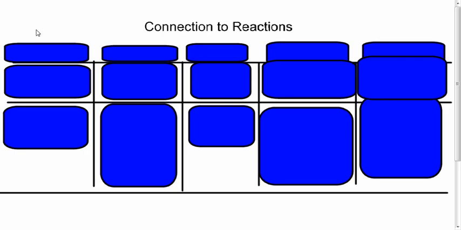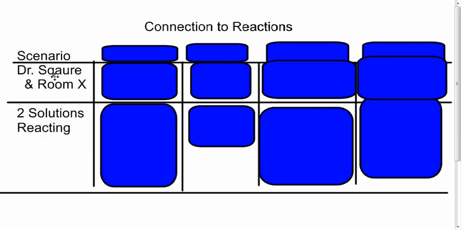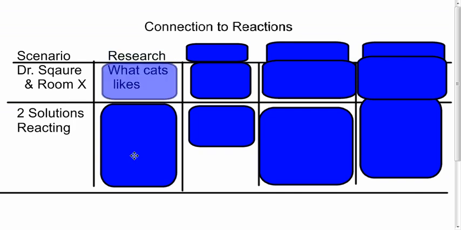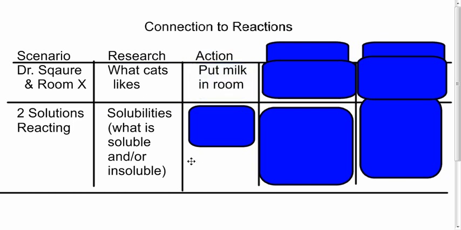And here's an explanation of it all. So we've got two scenarios. You've got Dr. Square with this room X, and then you've got the two solutions reacting. The research is what the cat likes and whether things are soluble or not. The action that he takes, Dr. Square puts milk in the room, and the action that he takes with the solutions is he makes them react.